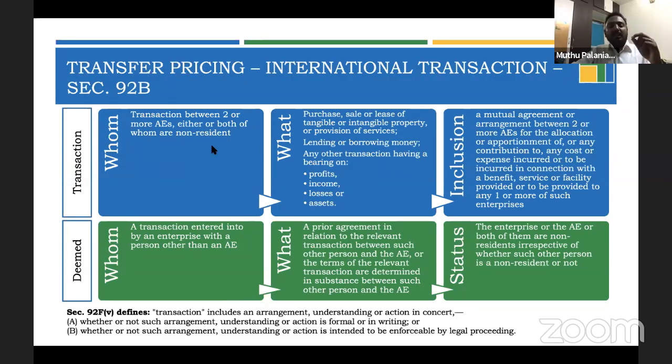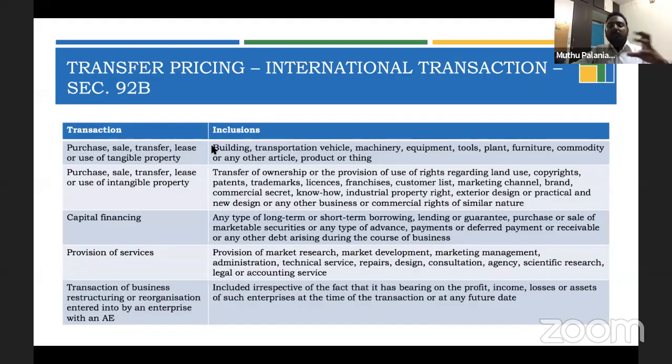So in this case, they need not be associated enterprises. It could be two independent entities, where probably an associated enterprise of one of the entities is controlling the transactions of these two entities. In this case, it is called a deemed international transaction. So that is what is called an international transaction. Each one has been defined.